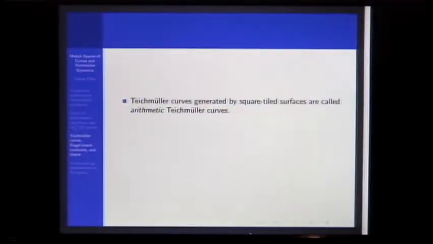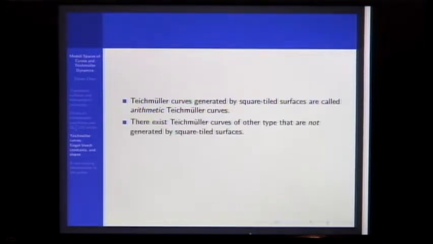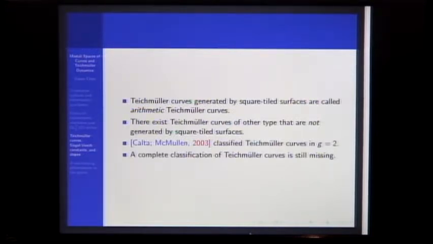Those Teichmüller curves generated by these branch covers are called arithmetic Teichmüller curves. They are essentially similar to this genus 1 case because they come from this construction by branch covers of genus 1 curves. But there do exist Teichmüller curves of other type not generated by square-tiled surfaces. And it's not easy to classify Teichmüller curves in general. There was a result by Kurt McMullen and Calta independently around this time. They only classify Teichmüller curves in genus 2. And in general, a complete classification is still missing for higher genus.